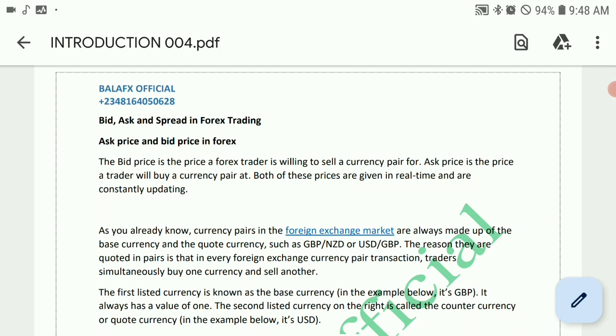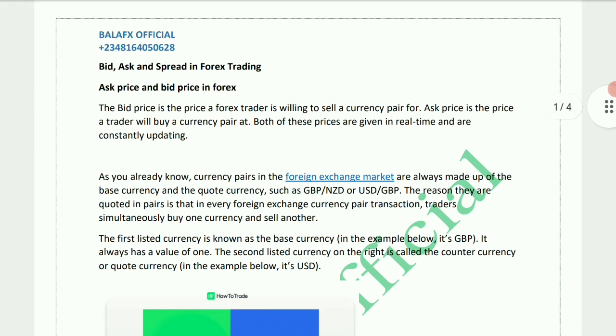This topic is an introductory class, and we are in chapter 4, or let me say episode 4, of today's class. This is the most important topic which everybody should know: bid price, ask price and spread, so that you can know how to leverage your trading in this industry. Without wasting much time, let's get started.